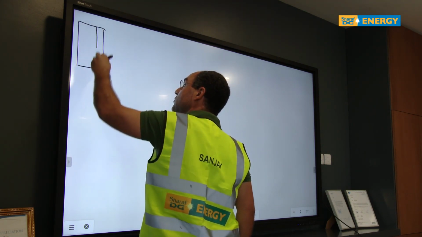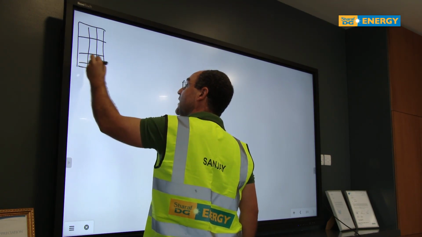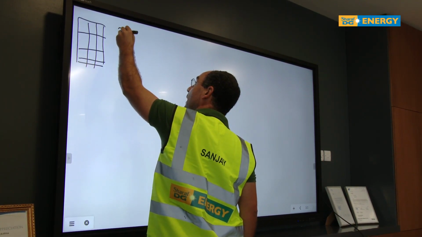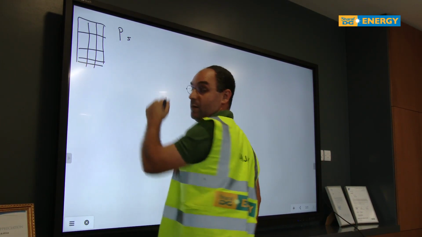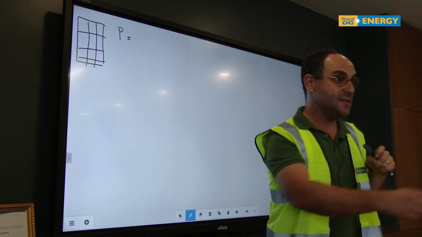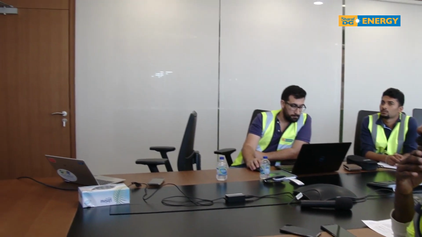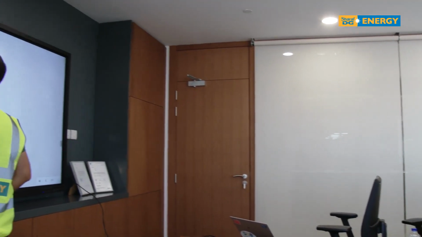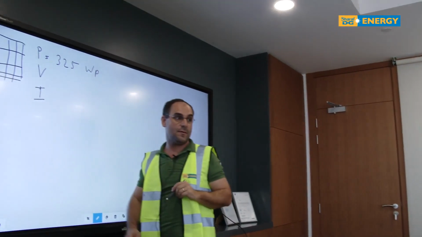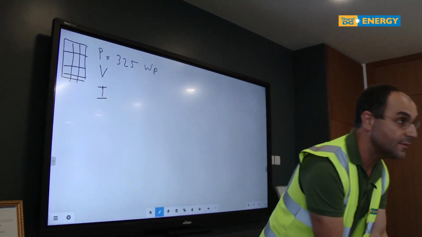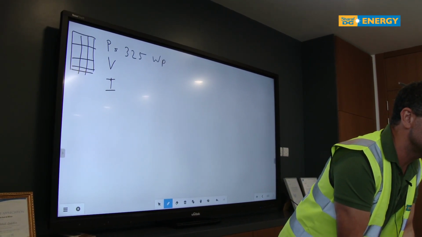I will ask you guys to look in the technical sheet that I gave you and tell me what is the power of this panel. Can you see them? It's the yellow highlighted stuff. 325, all right? So your panels in this project are 325 watt peak. Can you please state to me what is the voltage and the current? 37.2 voltage. Sorry? The maximum power voltage 37.2.